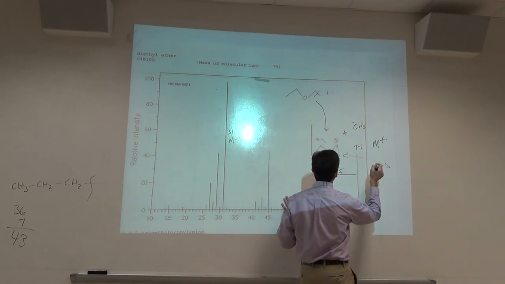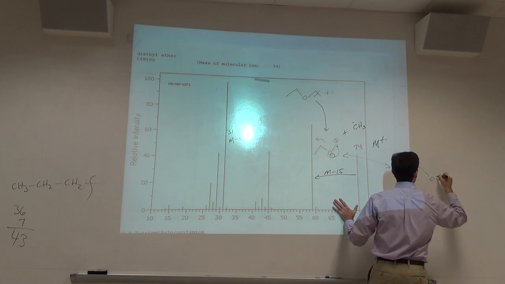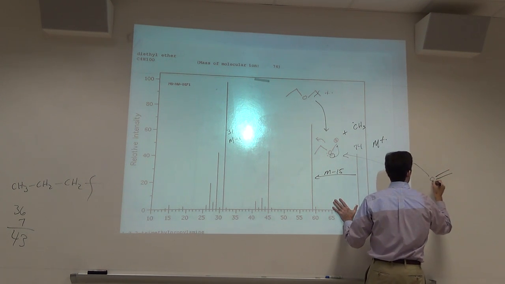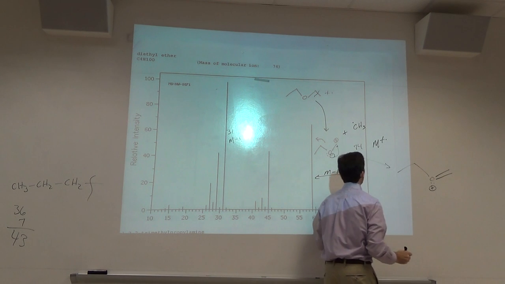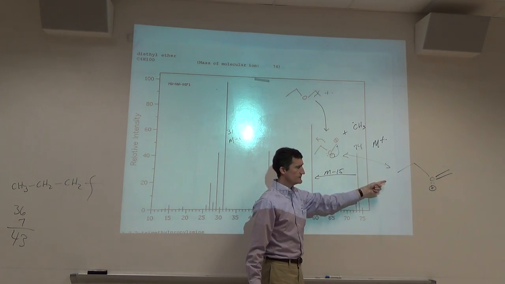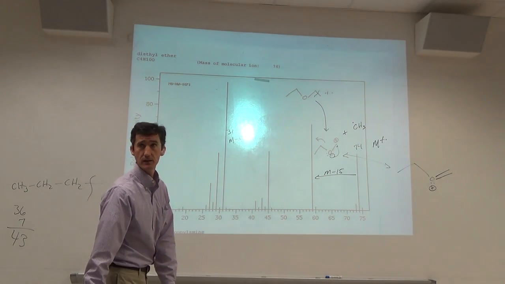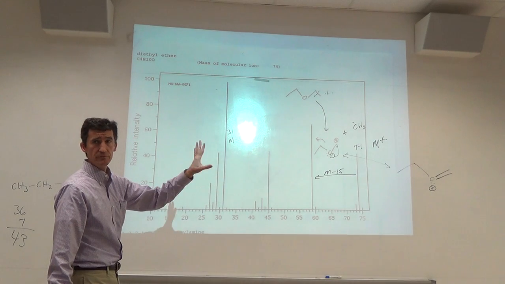Starts with an R. We cleave to give a resonance stabilized cation. So this is a very predictable cleavage site. Loss of 15 would be very predictable here.